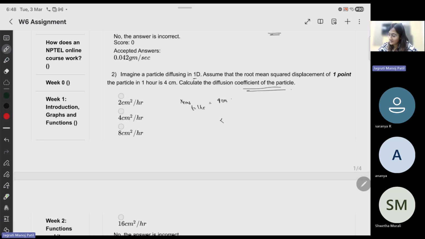I told you that this week would probably be more of this. So now we looked into this equation, right? We had this 2Dt. This is root mean square, so x RMS is the square root of 2Dt. But they're asking us to calculate the diffusion coefficient, D. So for that you need x squared divided by 2t equals D. Then you do the calculations here. What would the answer be? 8 centimeters squared per hour. Sorry.